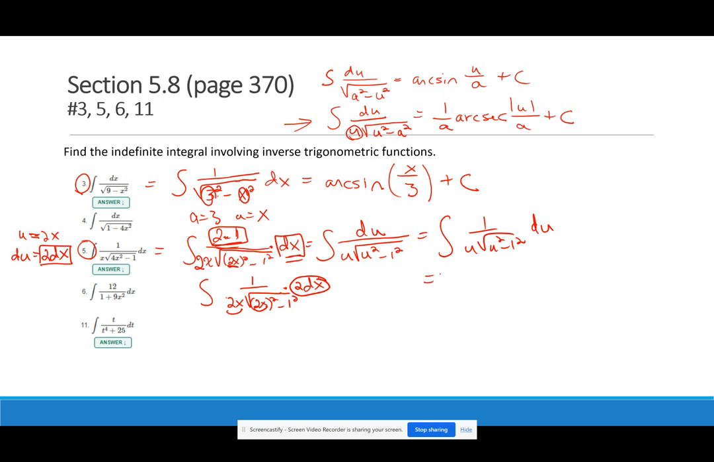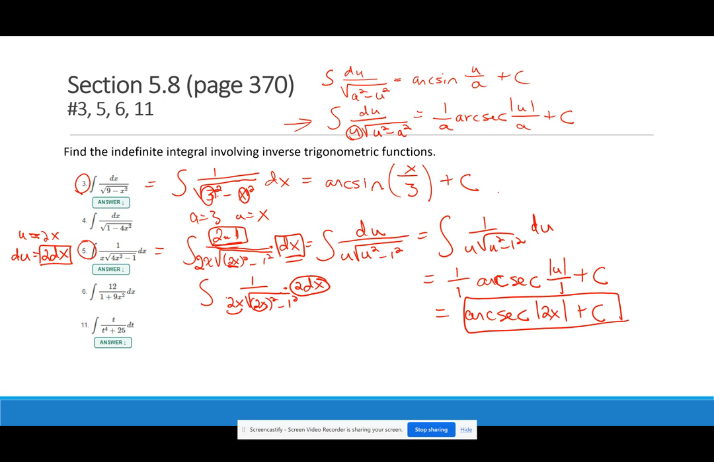So this should equal 1 over a, which is 1, arcsecant of the absolute value of u over a, which is 1, plus c. And 1 over 1 is 1, so this is arcsecant, and the absolute value of u is 2x, so I'd put the 2x back in, and there you have it. That's going to be my answer on that one. All right, so the arcsecant is definitely the hardest type.